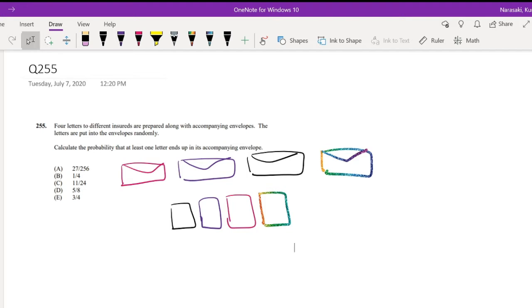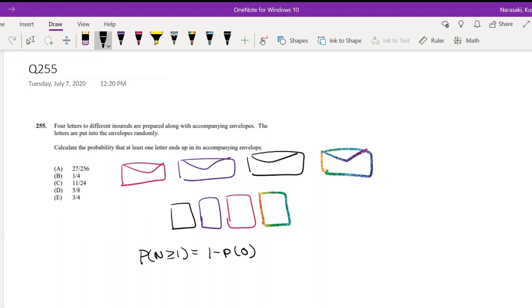4 letters to different insurers are prepared along with accompanying envelopes. The letters are put into the envelopes randomly. Calculate the probability that at least one letter ends up in its accompanying envelope. So at least one means we're looking for, if n is the number of letters that end up in an accompanying envelope, the probability that n is greater than or equal to 1 is equal to 1 minus the probability that 0 letters end up in the accompanying envelope, right?